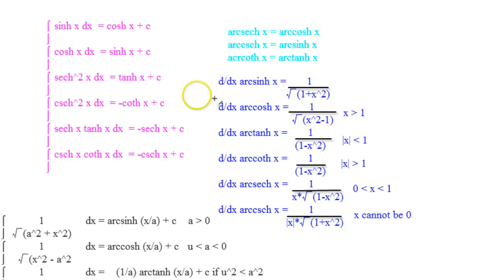Now we've got a lot to go with. The integrals of the hyperbolics are listed right here. So there's all that. And then the hyperbolic inverses are listed right here, and amazingly enough, there are a lot of similarities in there. Now the derivatives are going to be different.